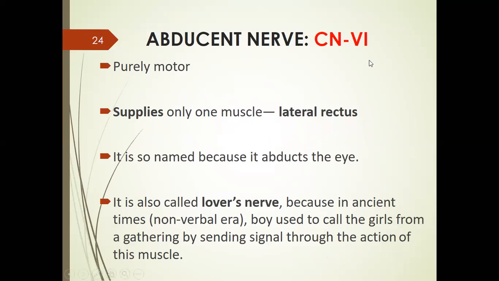Now, the sixth cranial nerve is the abducens nerve. This nerve is a purely motor nerve and it supplies only one muscle, that is the lateral rectus. It is so named because it abducts the eye. It was also called the lover's nerve because of abduction of the eye towards the ear.